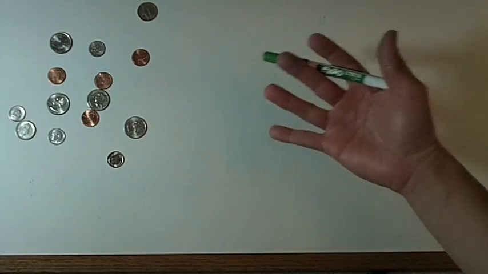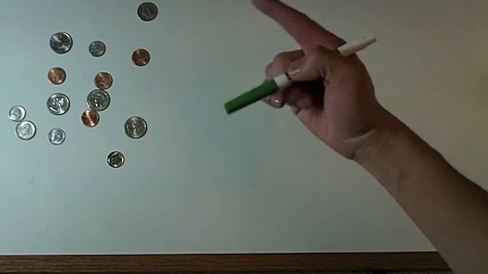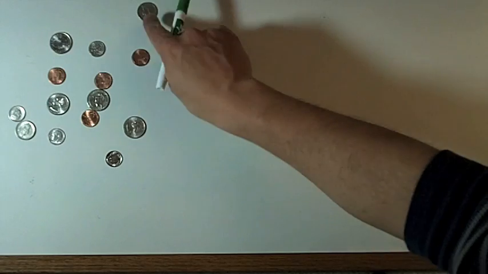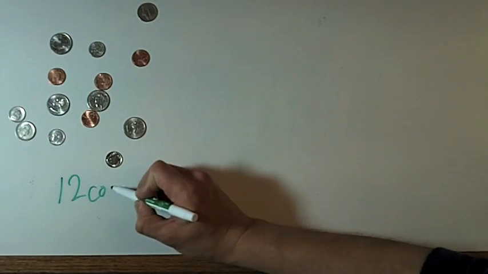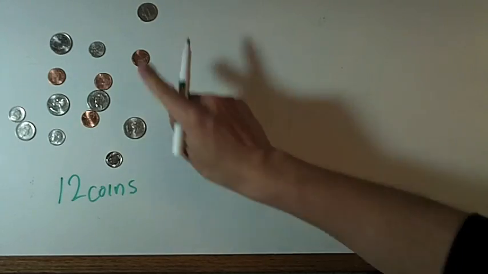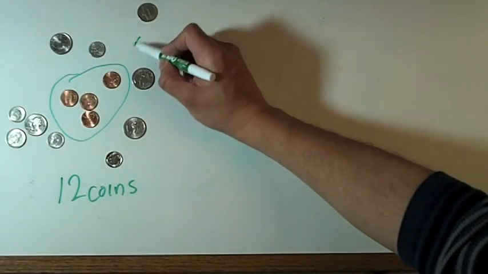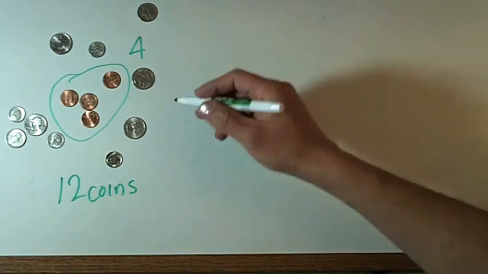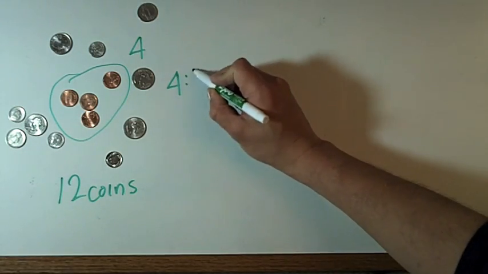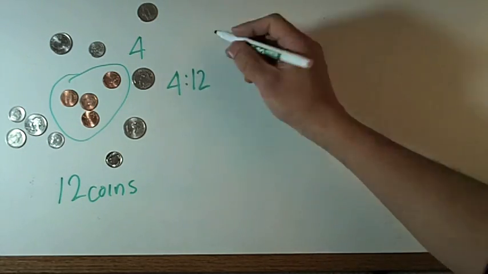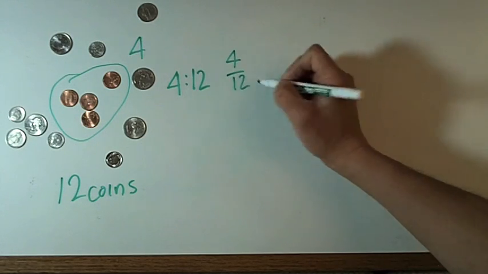All right, so let's look at a different example. Here's a bunch of coins. And I want to find out how many coins there are. So counting them, there's 12 of them. And I want to know what percentage or what's the likelihood of me grabbing a penny by random. So I need to count those pennies, put them in a circle. There's 4 of them. And we're going to say that's a 4-to-12 ratio, or you can put it into a fraction form, which is 4 over 12.